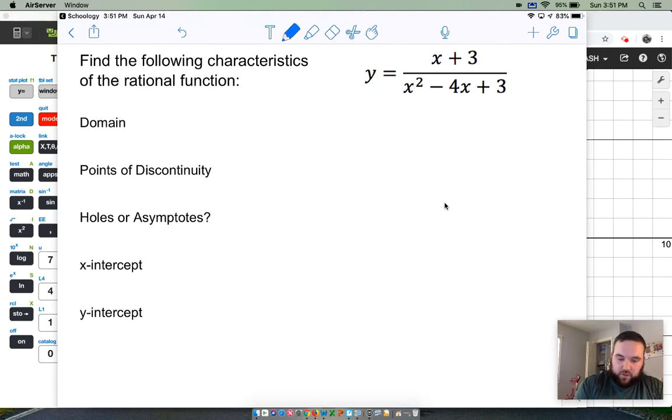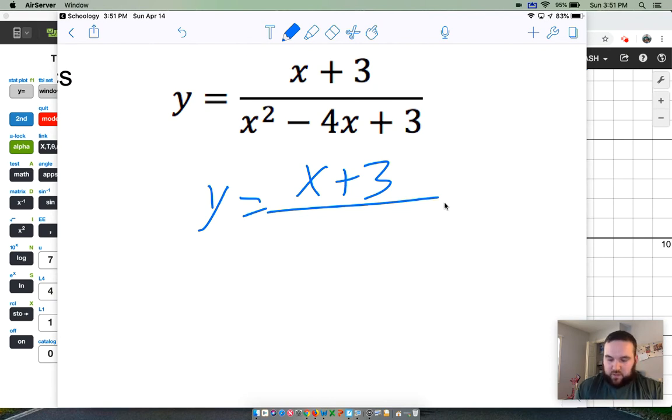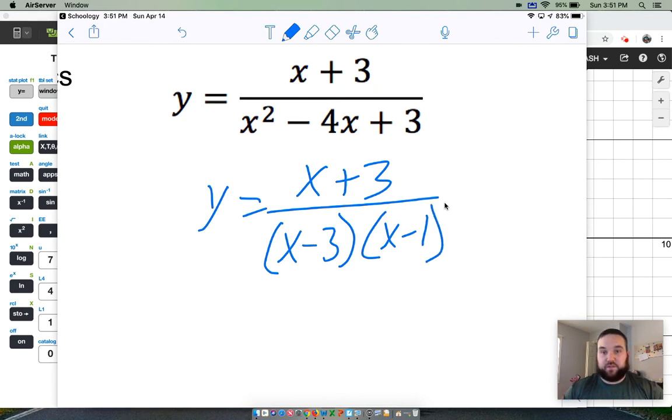We're going to always start with the domain, and in order to figure out what the domain is, I need to know what values of x will make the denominator 0. And that's tough to do if it's squared. So I'm going to factor the bottom. Okay. So x squared minus 4x plus 3, I want to find factors of 3 that add to negative 4. In this case, I have (x minus 3)(x minus 1) as the factored version of that bottom equation.